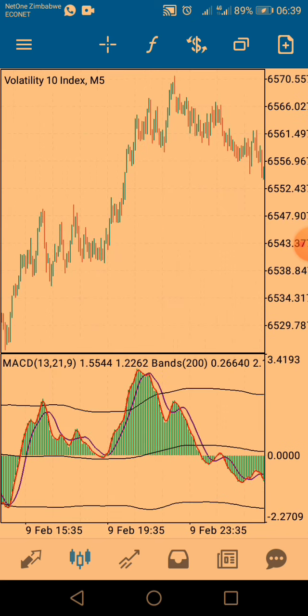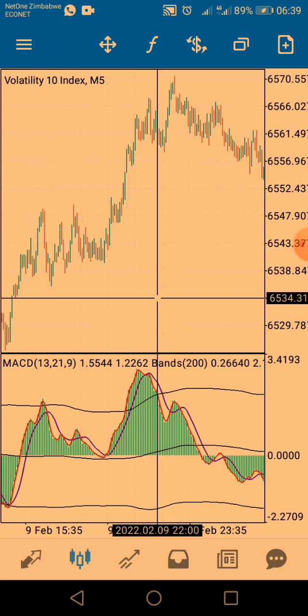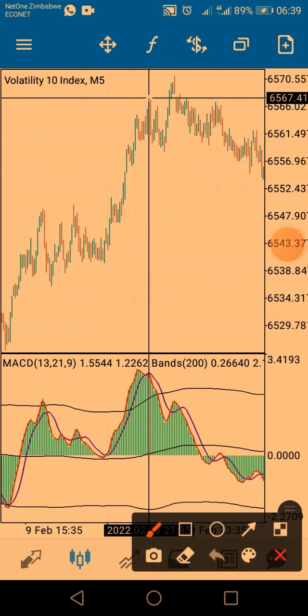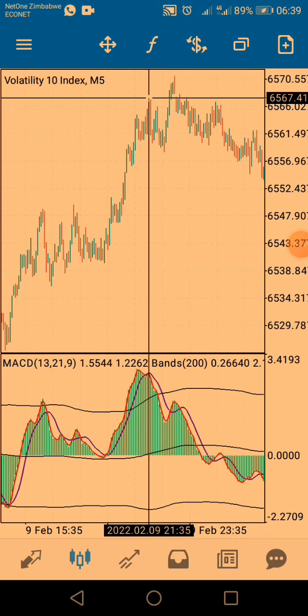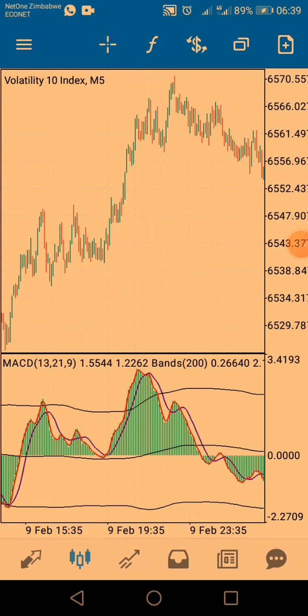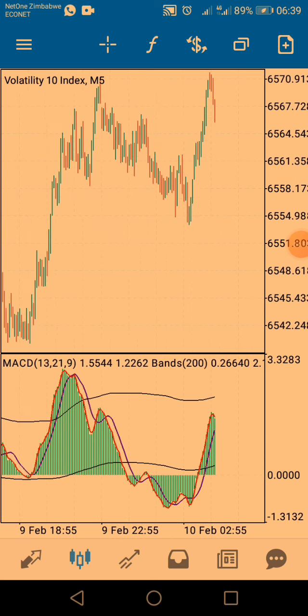Now again, look what happened right here. We see the MACD trading above the upper band, and we see a crossover happening, right? So once we see our MACD and the moving average crossing right here, we could place a sell order, and what happens next is we see a little bit of a pullback, and then the market started moving down for all this period, right?